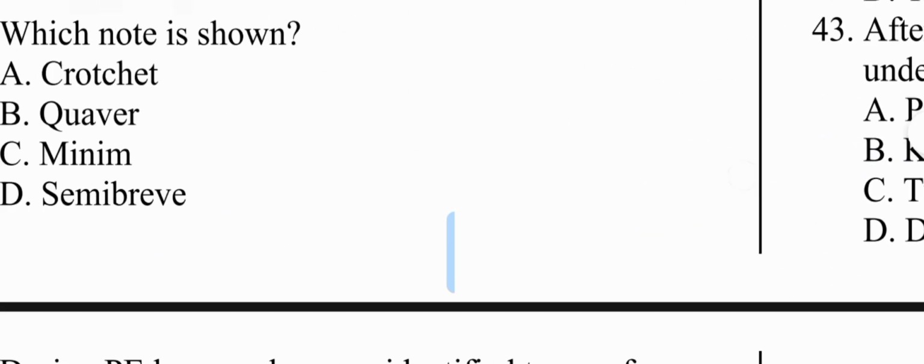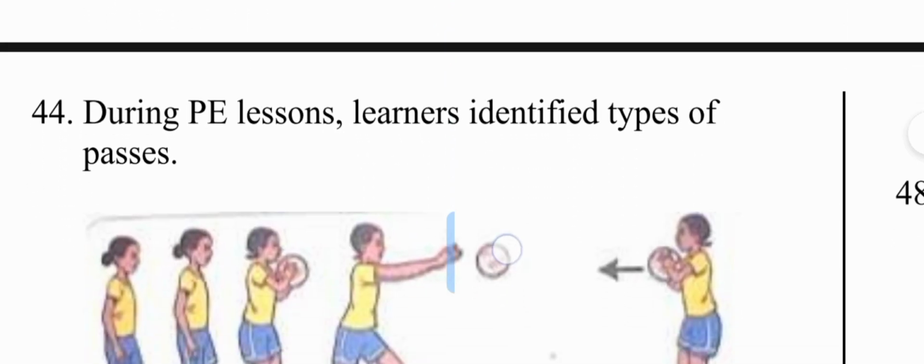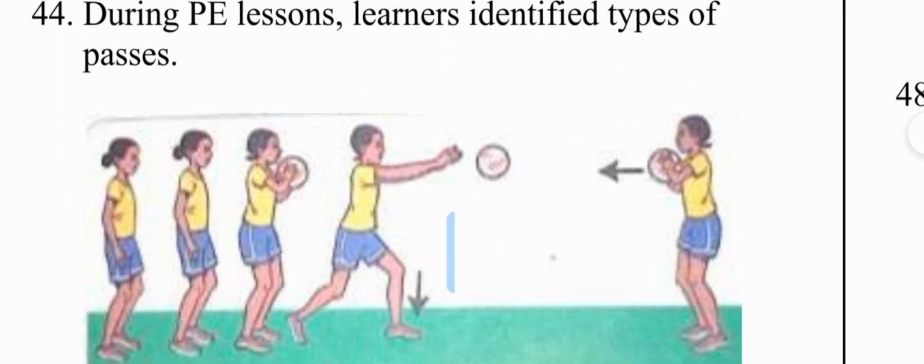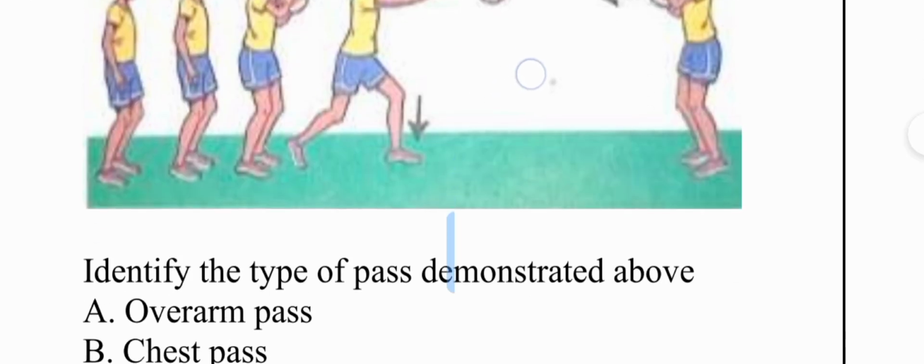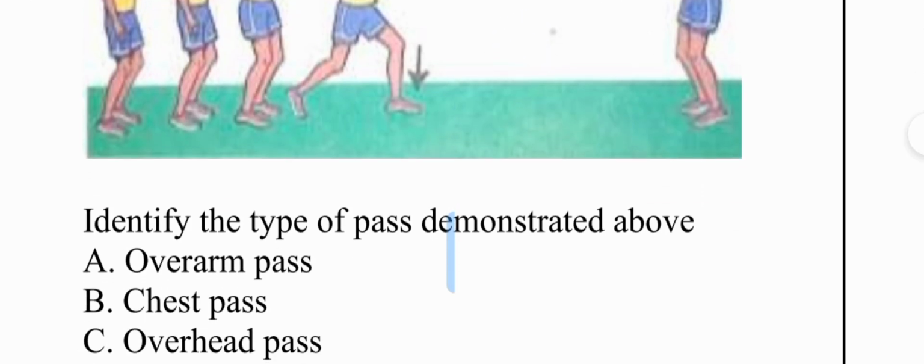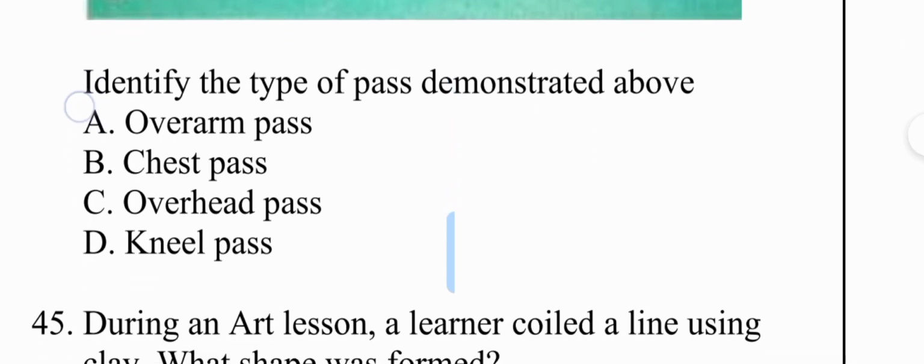Number 44. During a PE lesson, learners identified a pass. Which pass is this? Executing and receiving at the chest level. That one is a chest pass. So the correct answer will be B, chest pass.